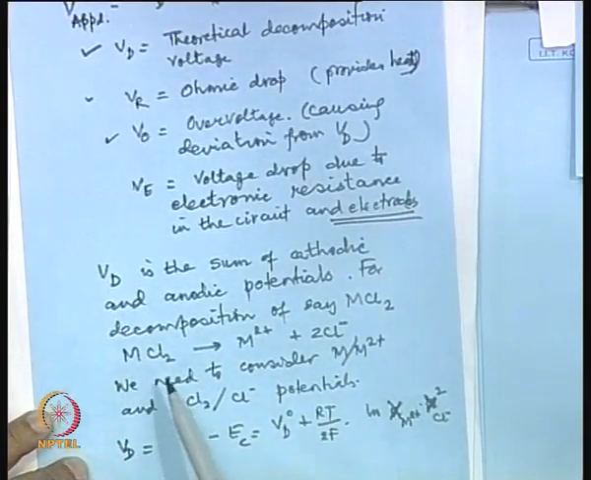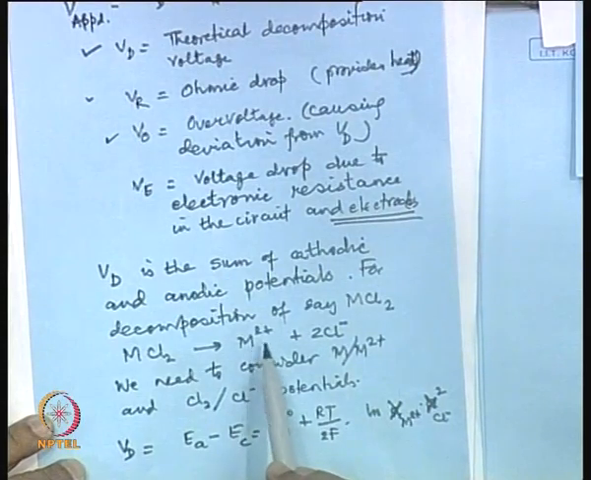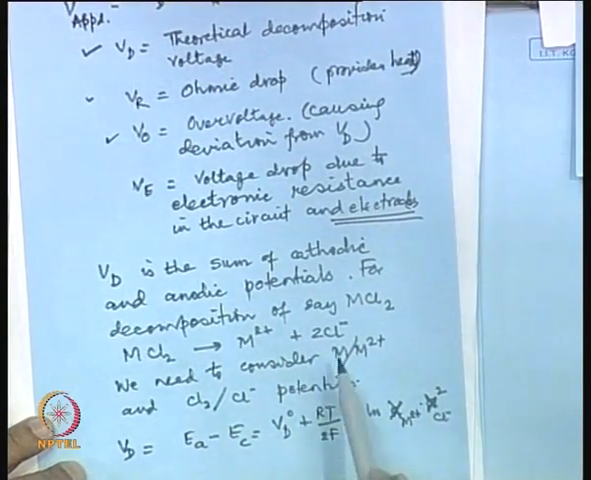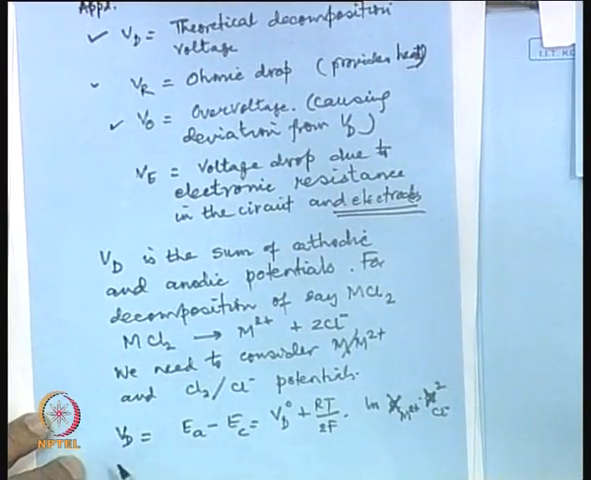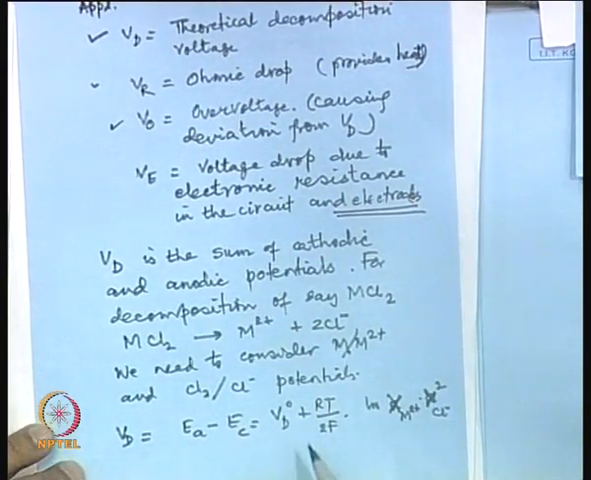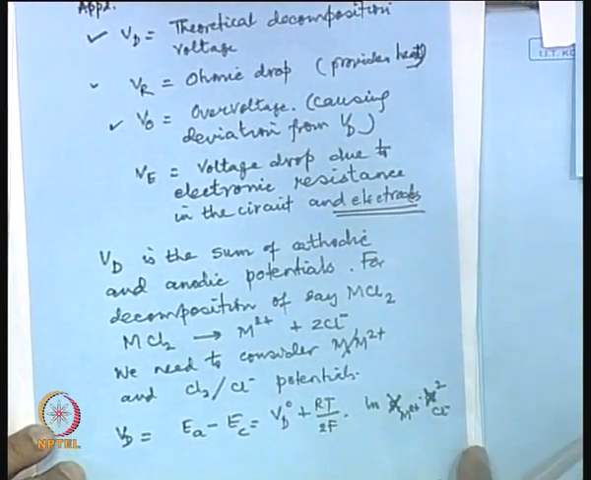This V d can be calculated from thermodynamic data very easily. For example, if it is a salt MCl2 decomposing into M2+ and 2Cl minus, it will be derived by adding the two electrode potentials, M2+ and Cl2 minus, and for that there is a straightforward expression like this.